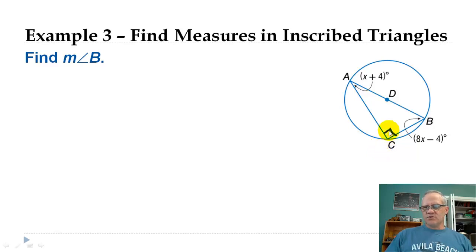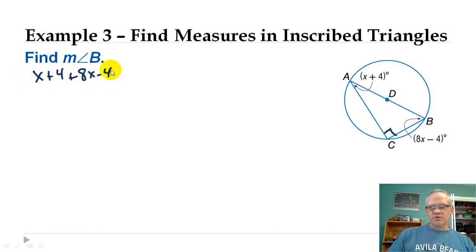Okay, so what could I do then to find the measure of angle B? Well, think back to triangles. How many degrees are in a triangle? There are 180 degrees in a triangle. So if we add up angle A, angle B, and 90, we can make that equal 180. So x plus 4 plus 8x minus 4 plus 90 would equal 180.